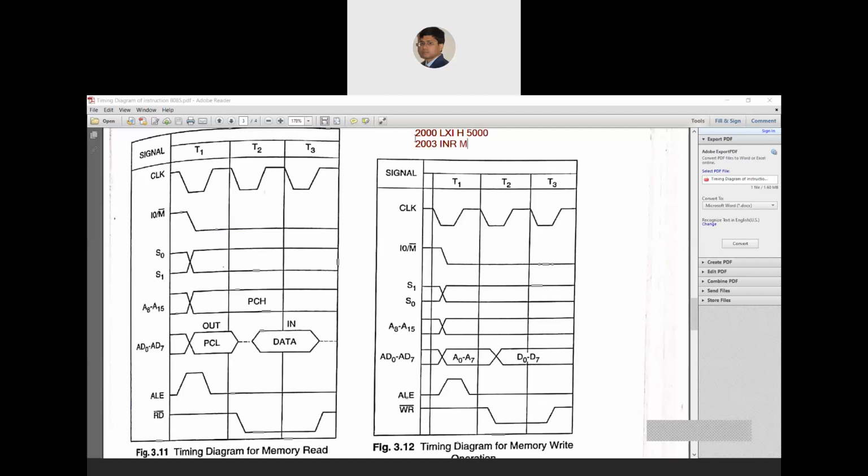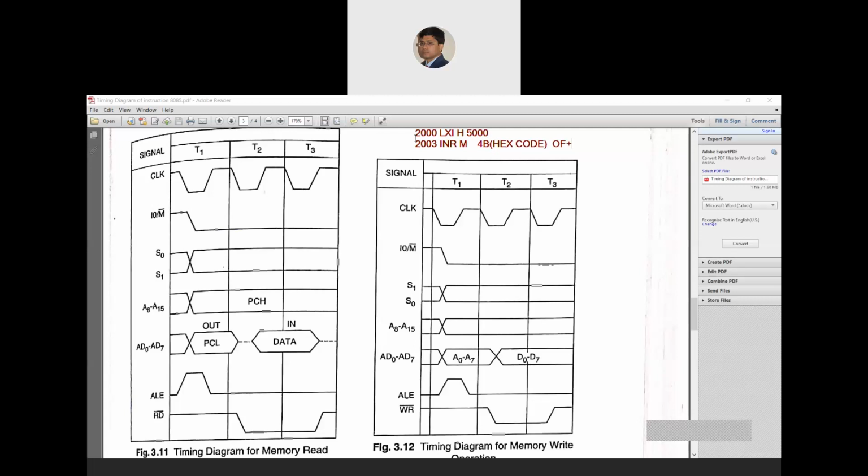So the INR M instruction has how many machine cycles? Opcode fetch, because first you have to write the instruction at the 2003 location, then you have to write its hex code. Suppose the hex code is 4B. So first the 8085 will take this hex code and decode it. That is your opcode fetch operation.